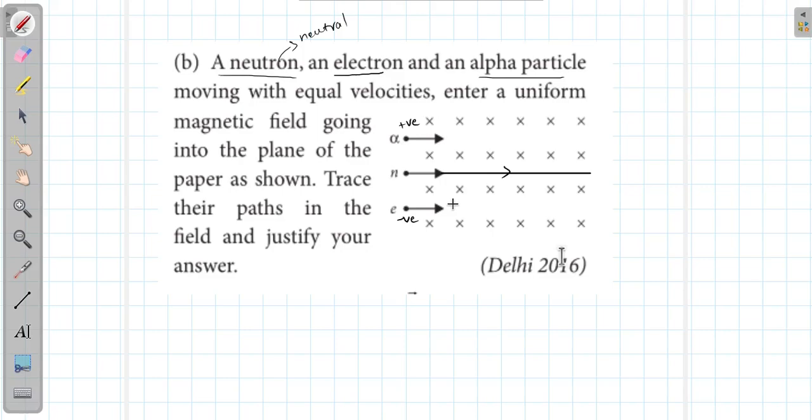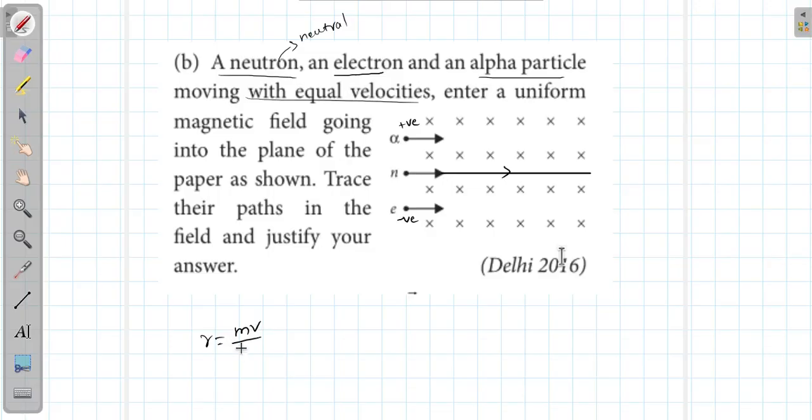The magnetic field is into the plane of paper. If we use the right-hand palm rule, the four fingers point into the plane of paper, and the thumb represents the direction of the positive charge. Therefore, the palm represents the direction of force. So the alpha particle is deflected in the upward direction, and the electron is deflected in the downward direction. But one more thing, the size of the radius, because they are moving with the same velocity.